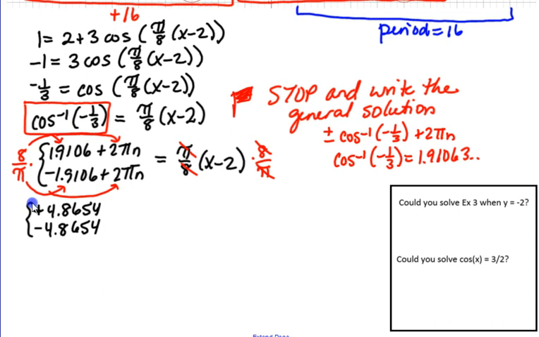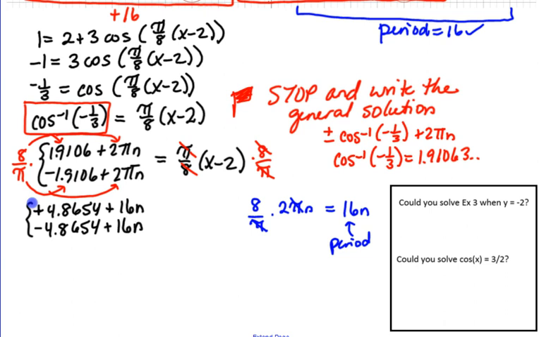8 over pi times 2 pi n. Notice the pi's cancel, and I end up with 16n. Why? That's the period of this function, which is 16. I already determined that up here, that the period is 16. So that's exactly what I want to have happen. So this is telling me I'm going to add the period to my original solutions.